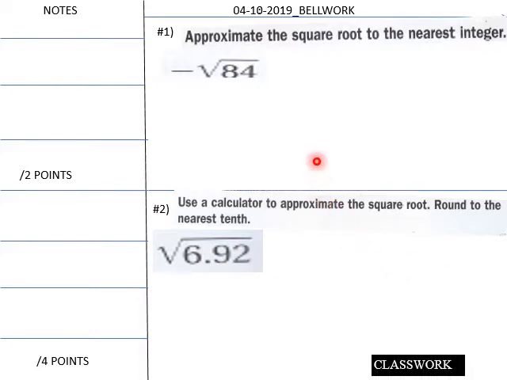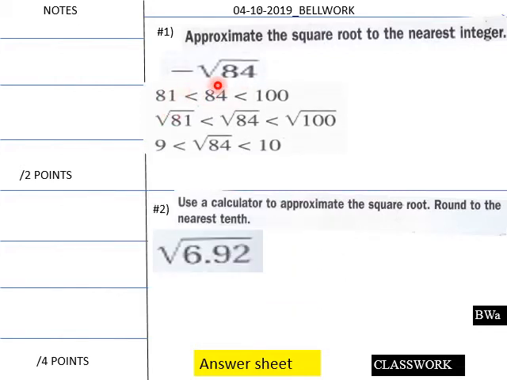Welcome back everybody for the solutions of today's bell work. For number 1 up here, the square root of 84 to the nearest integer. 81 is less than 84 is less than 100. 9 squared is 81, and 10 squared is 100. So 84 is between 81 and 100. Therefore the square root of 84 is between the square root of 81 and 100.